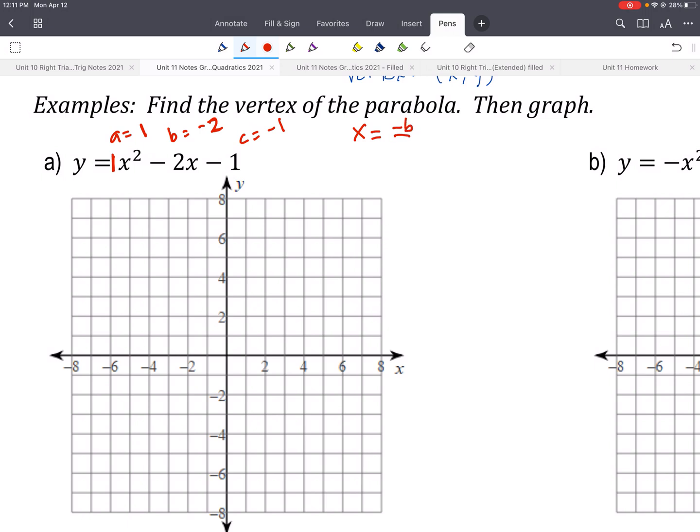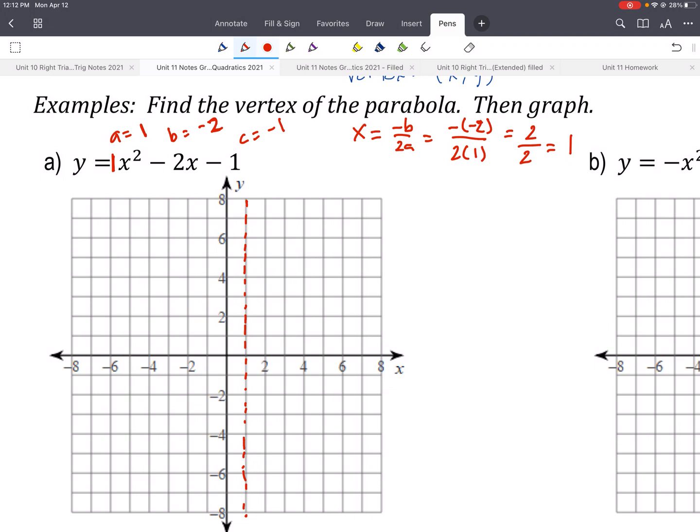So we need to find our x for our vertex. That's our -b over 2a. We'll plug in what b is, we'll plug in what a is, so we get -(-2). That double negative will give you a +2. And on the denominator we have 2 times a, which is 1, and that gives you 2. So we end up getting our axis of symmetry, or the x for our vertex, is 1. You could draw a dotted line for the axis of symmetry if you would like.